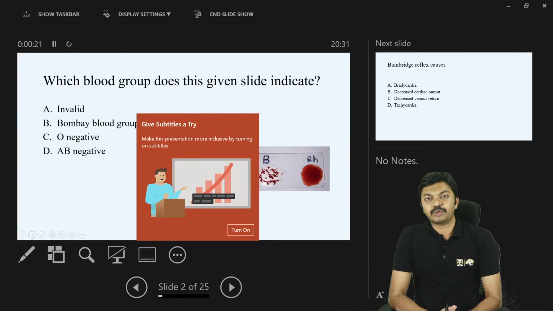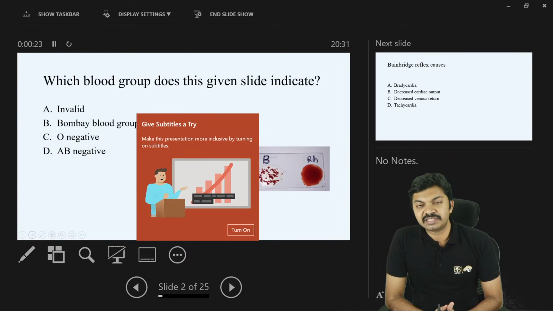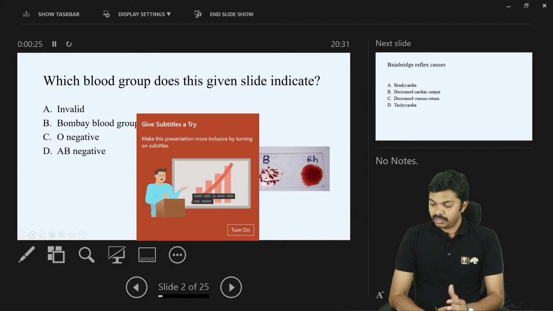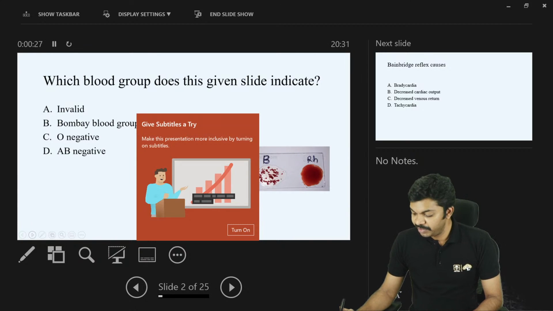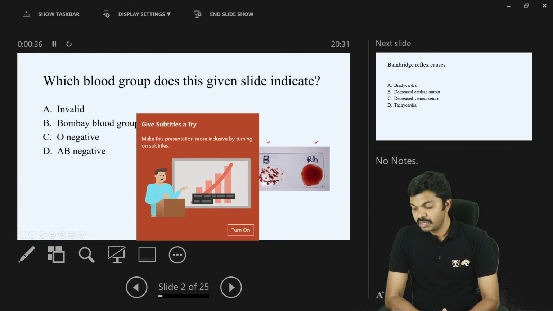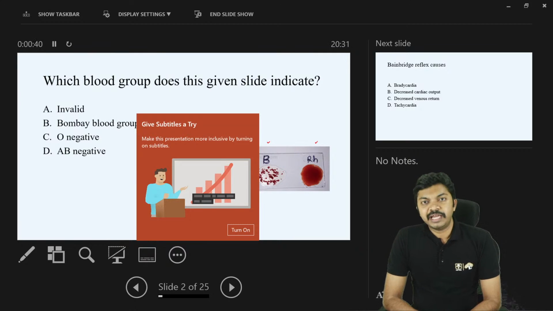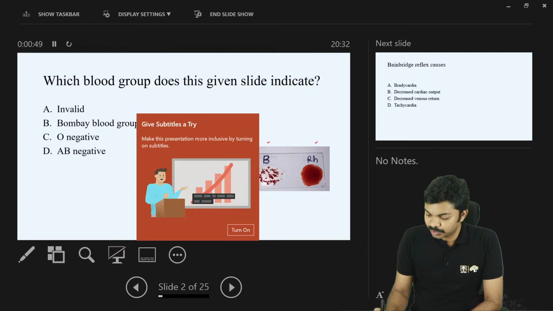Which blood group does this given slide indicate? You have a slide picture given with A antiserum, B antiserum and RH antiserum. You can clearly see agglutination in A, agglutination in B and no agglutination in RH. So obviously it's a very simple question. It's going to be AB negative, guys.